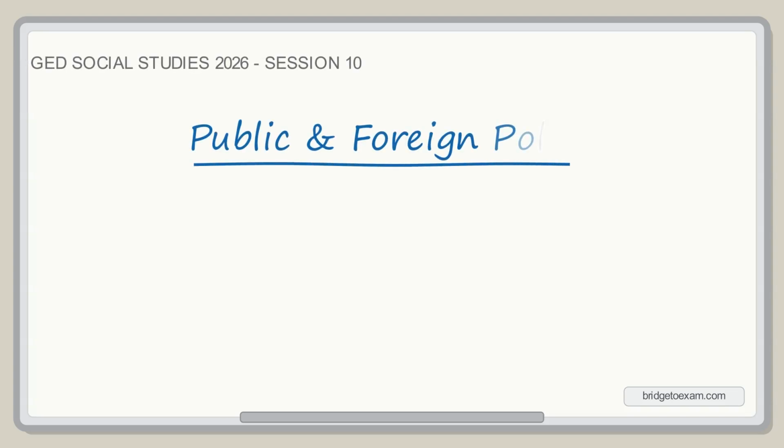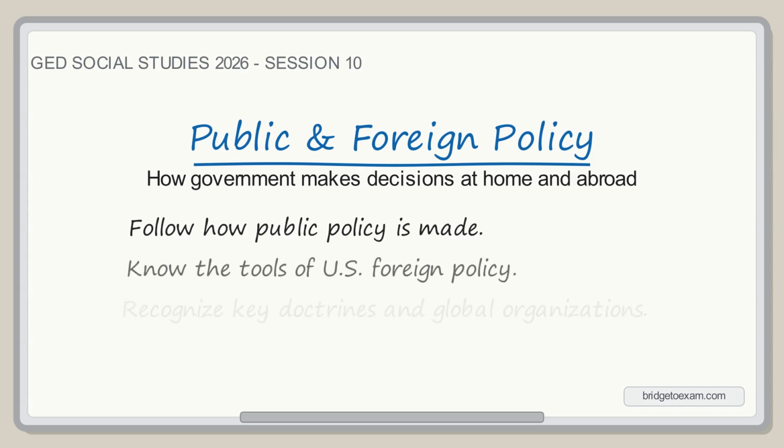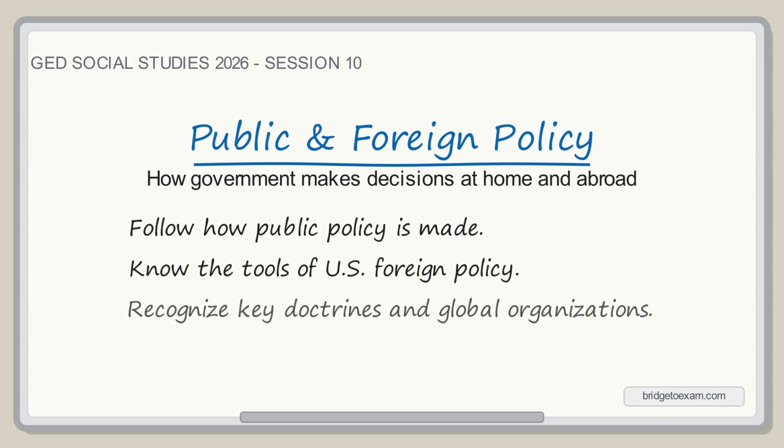Welcome to Session 10, the last in our Civics unit. We zoom out to the big picture, how the government actually makes decisions, both public policy at home and foreign policy around the world. By the end, you'll be able to follow how public policy is made, name the main tools of foreign policy, and recognize the key doctrines and international organizations the GED tests.